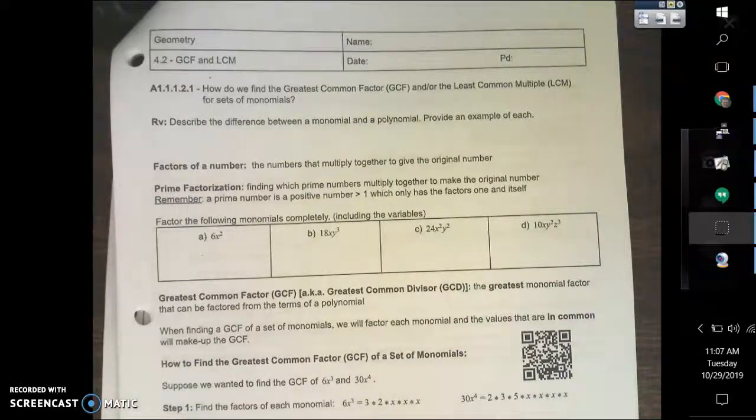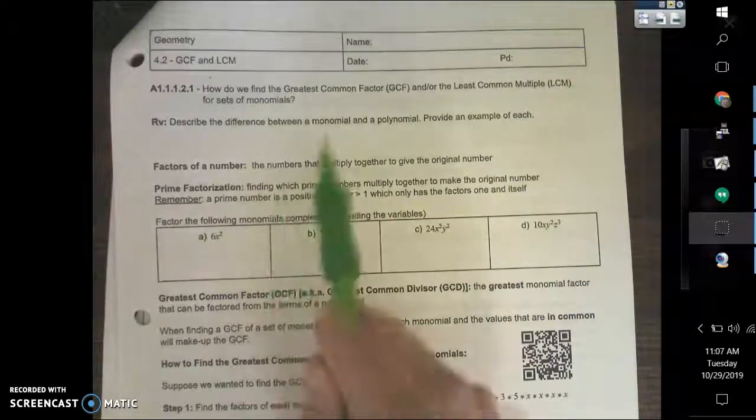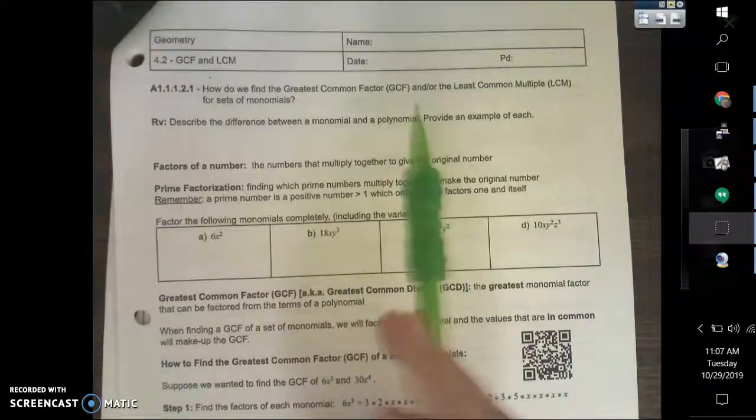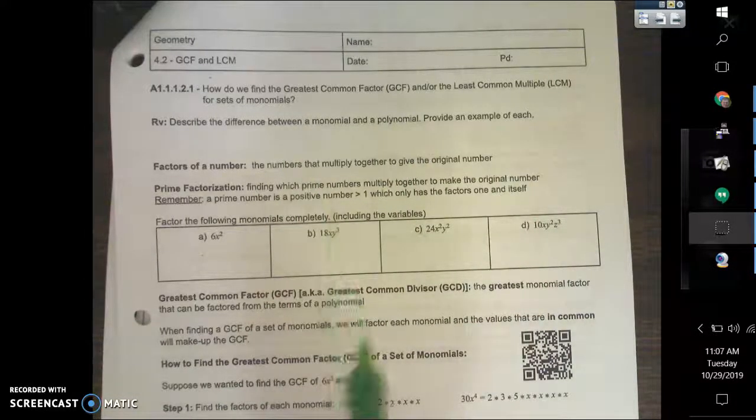Today we're going to take a look at GCF and LCM and describe the difference in the two of them and kind of rock and roll from there. So GCF stands for the greatest common factor and least common multiple stands for LCM.